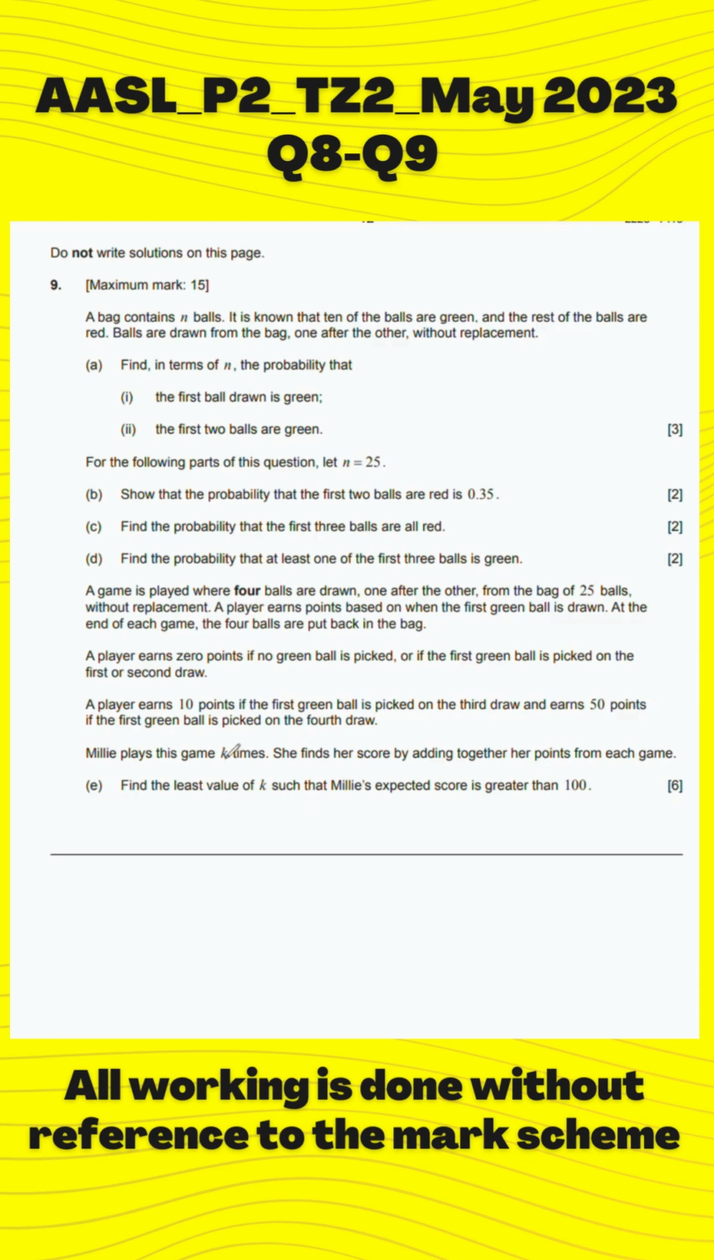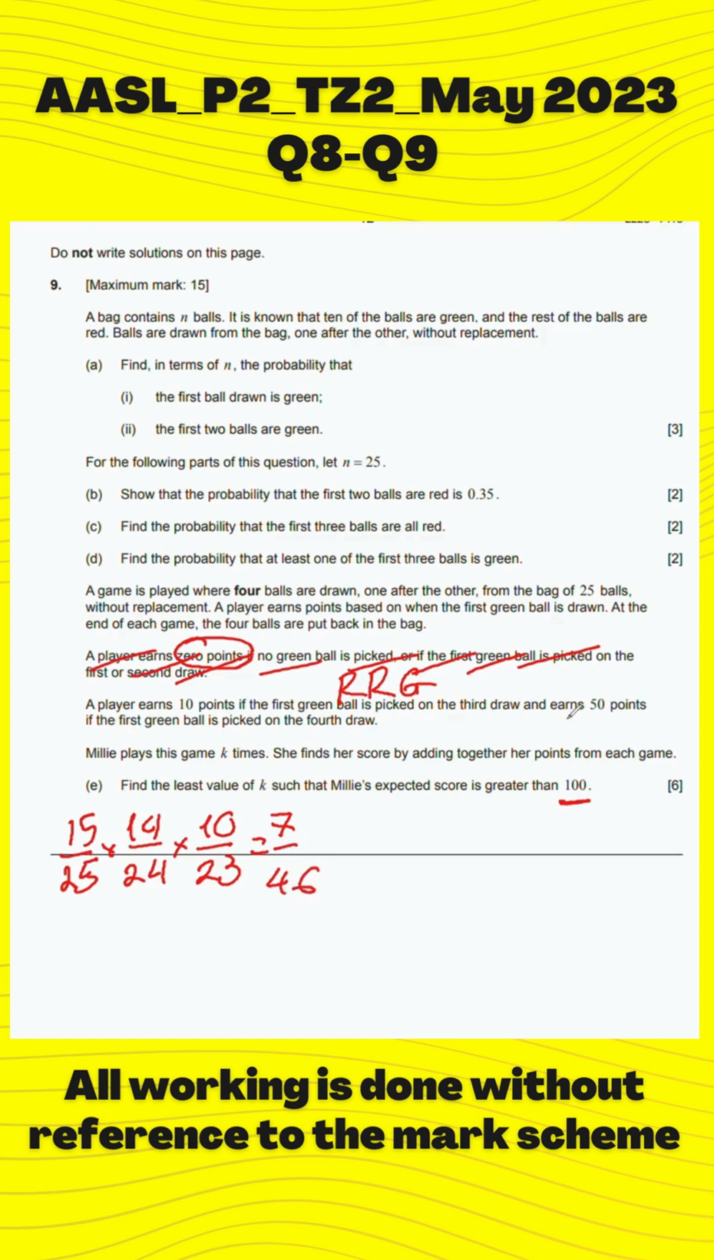Okay, E. Find the least value of K such that the expected score is greater than 10. A player will earn 0 points otherwise, so it will not affect the expected value, so we don't care about this line. Okay, we earn 10 if the first green is on the third draw. So we need to find the probability of this one. It will be red, red and then green. So first red, second red, and the third one must be green. It will be 7/46.